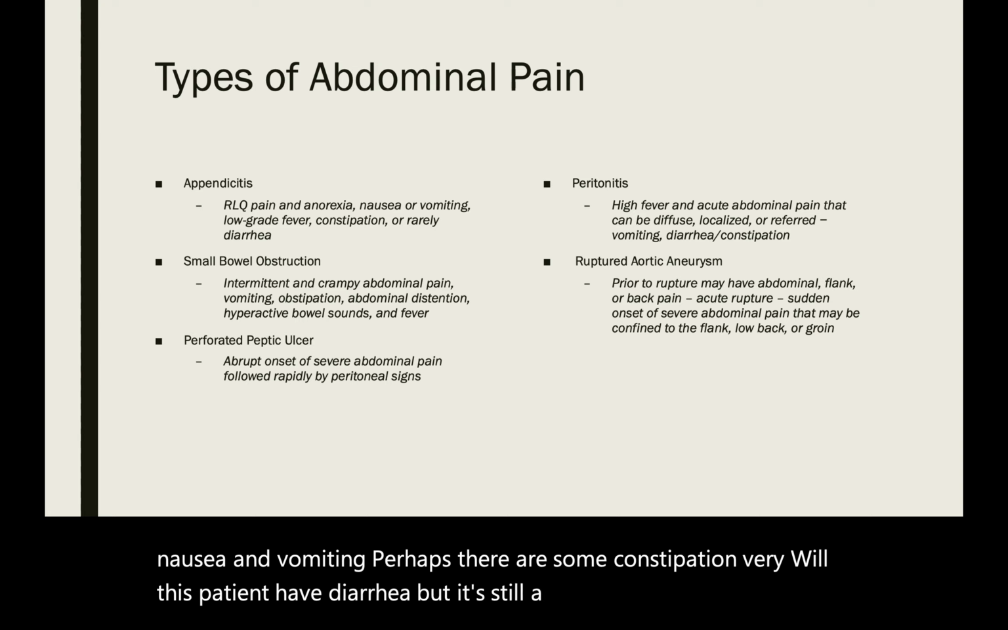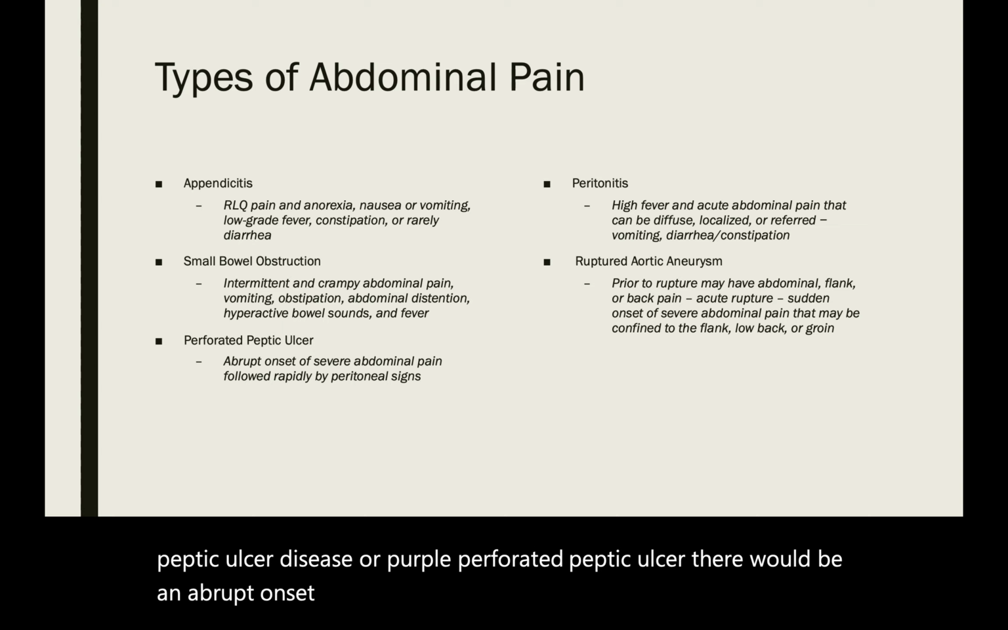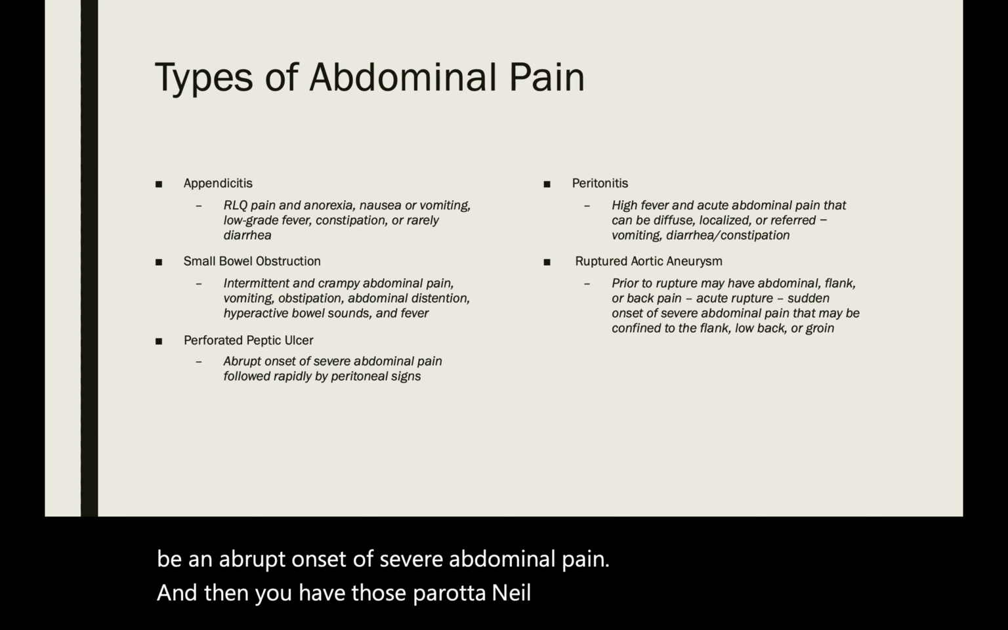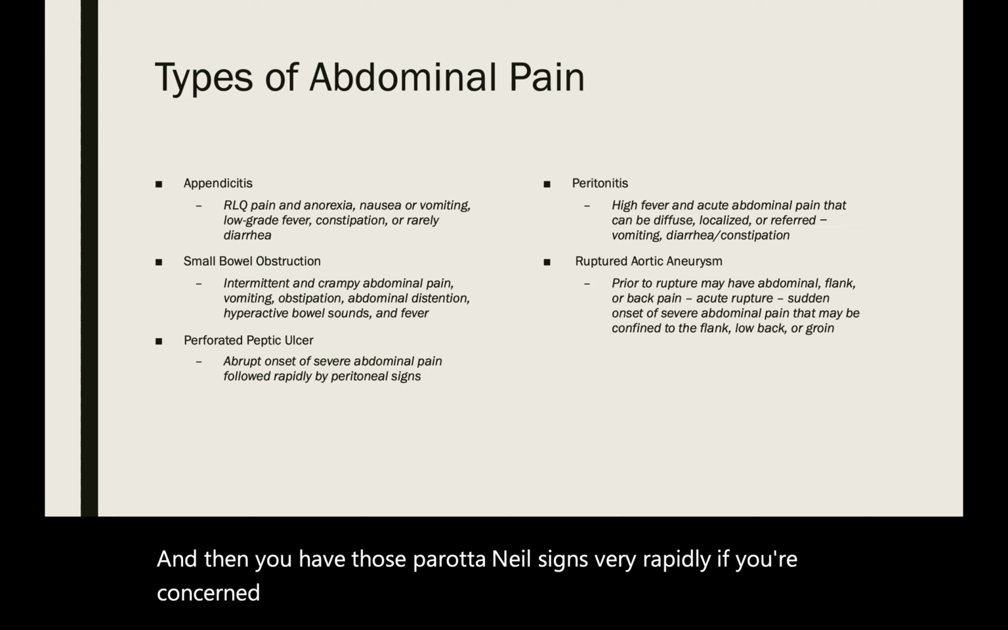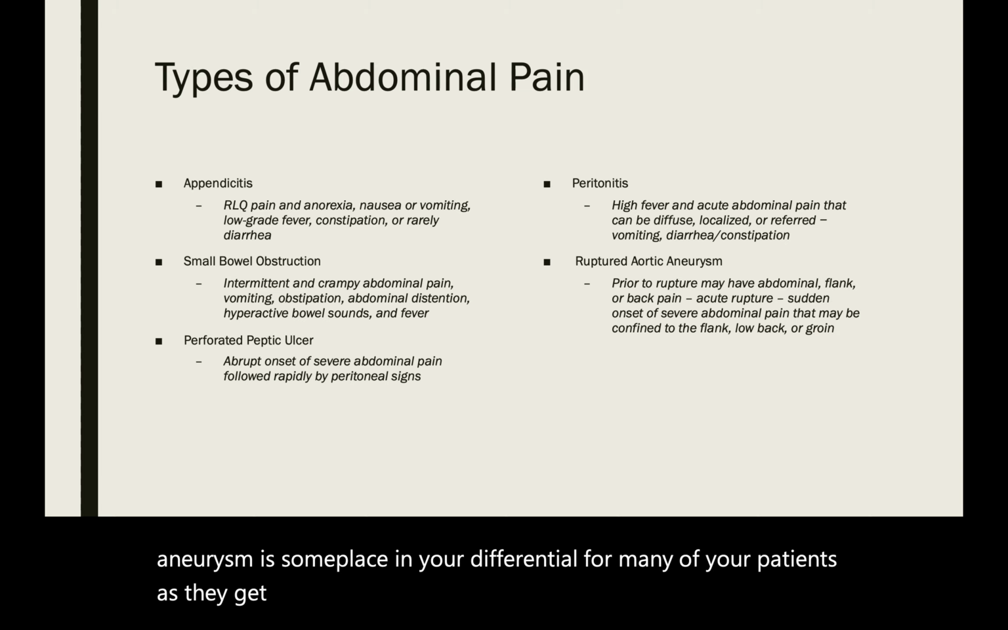When you think of peptic ulcer disease, a perforated peptic ulcer, there would be an abrupt onset of severe abdominal pain. And then you have those peritoneal signs very rapidly. If you're concerned of low back pain, make sure that a ruptured aortic aneurysm is someplace in your differential for many of your patients as they get older. So just think of the different sources of abdominal pain.